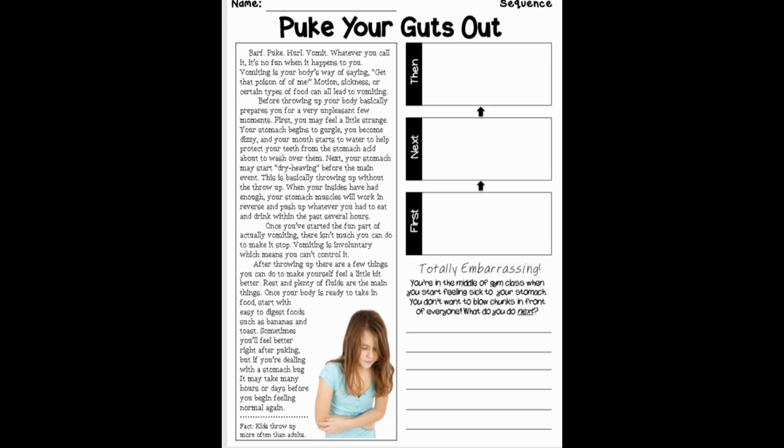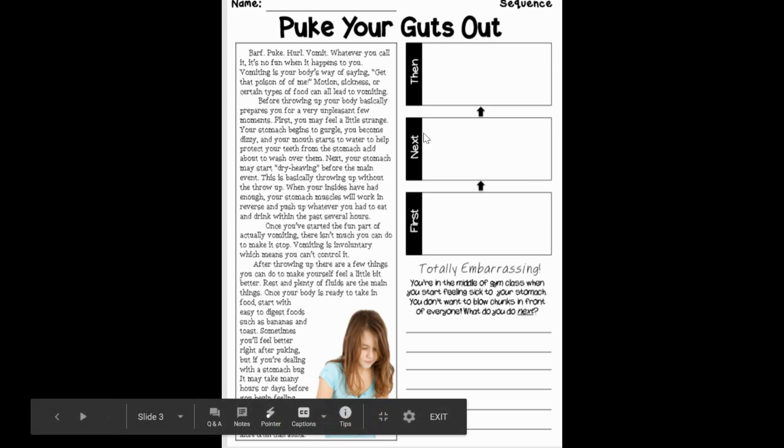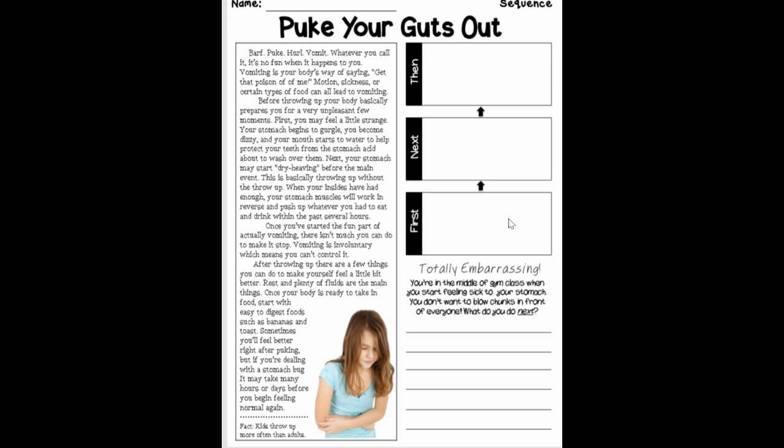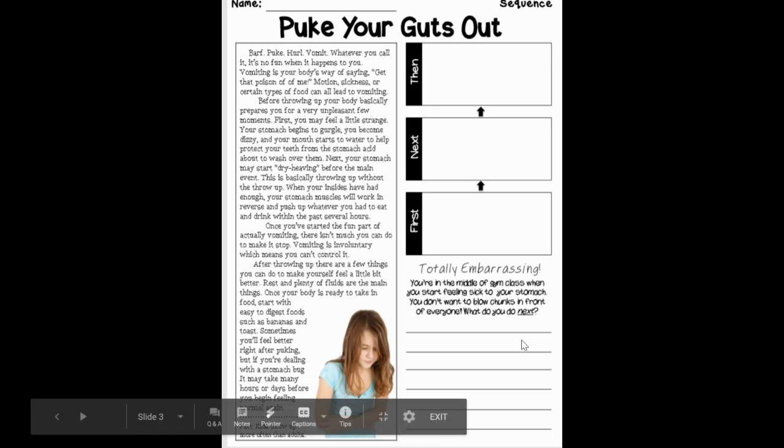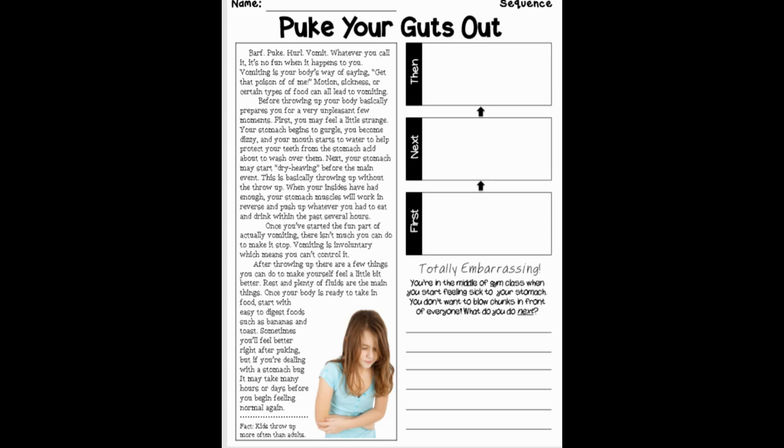This is going to be your assignment this week. Puke your guts out. You're going to read the passage, look for the signal words. You're going to tell me what happened first, then next, then. Write me a paragraph, 7 or more sentences.